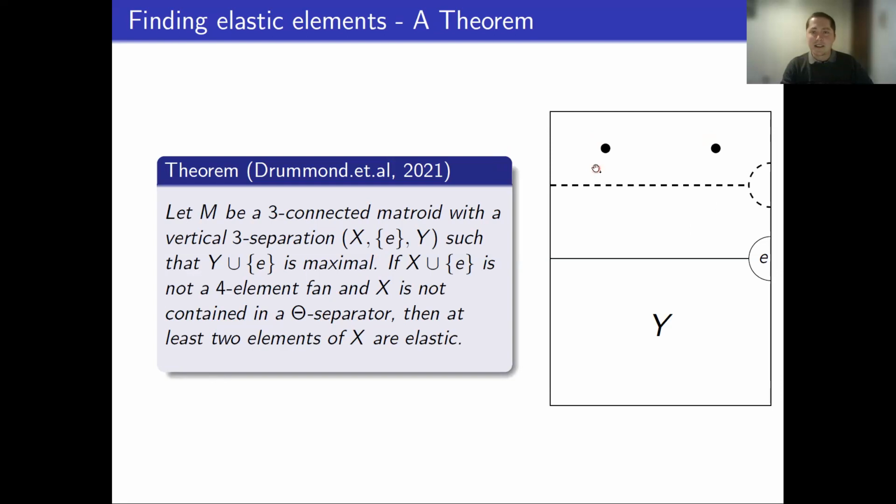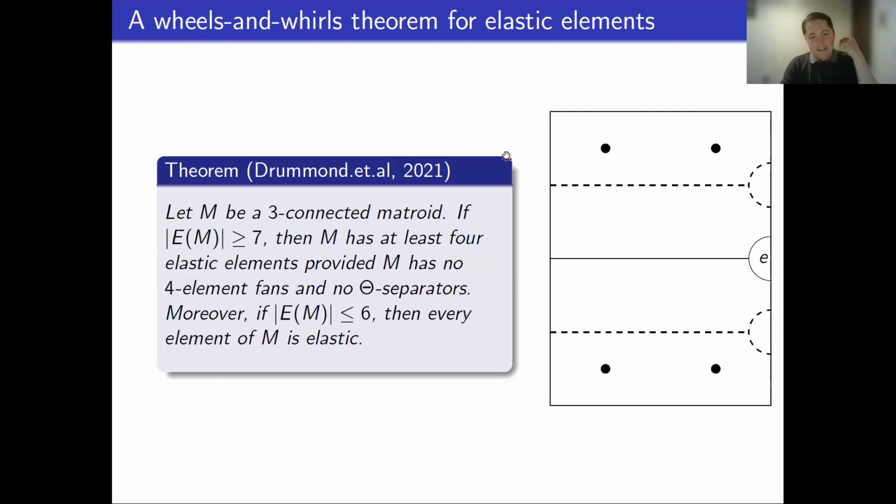Elastic elements are hiding in the non-maximal sides of maximal vertical 3-separations, or dually cyclic 3-separations. So that's where they're hiding. And that is basically the absolute crux of the next result, which is our Wills and Wells theorem. So one more time: elastic elements are hiding in these small sides of vertical 3-separations. That gives us this.